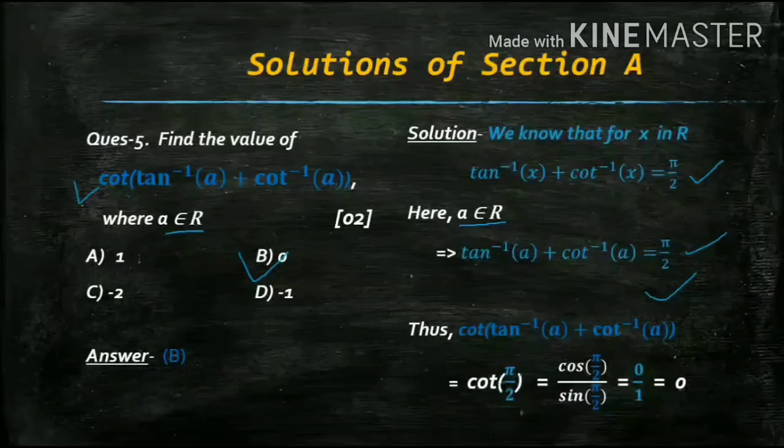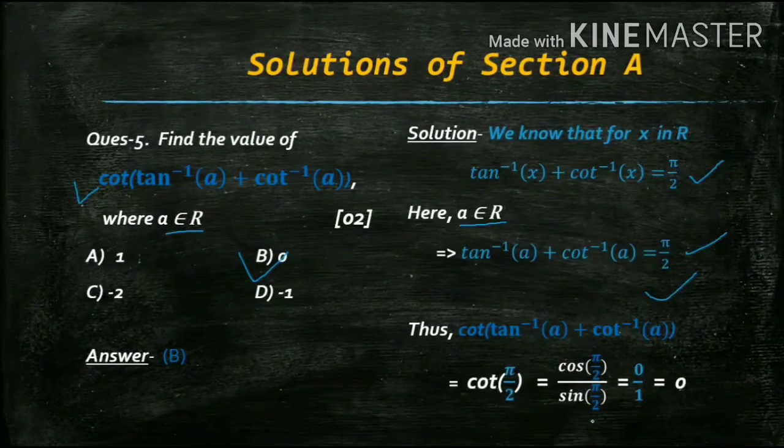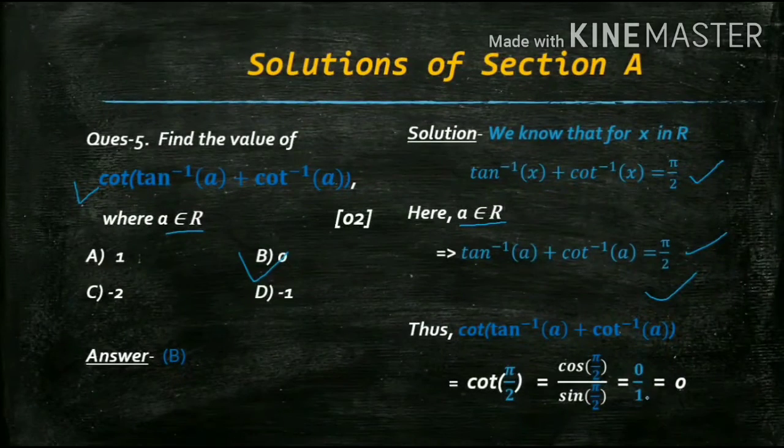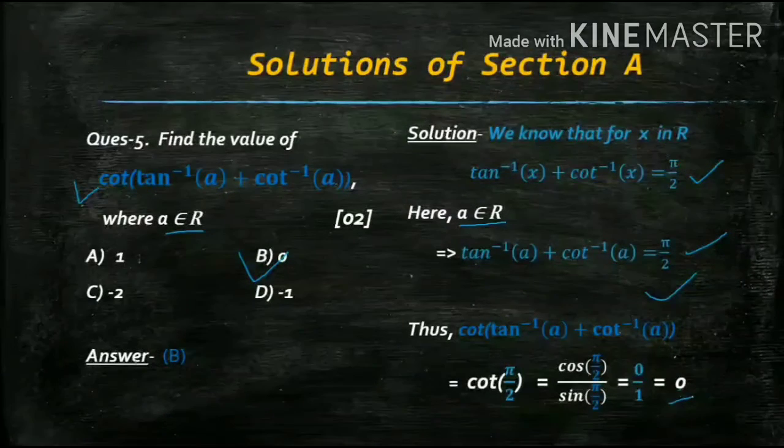Now, cot pi by 2 you can break like cos pi by 2 over sin pi by 2. Now, cos pi by 2 means cos 90, which is 0. Sin pi by 2, which is sin 90, which is 1. And 0 by 1 is nothing but 0, which is your answer.